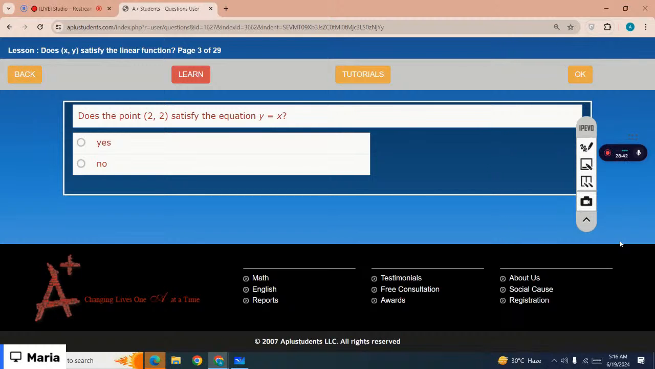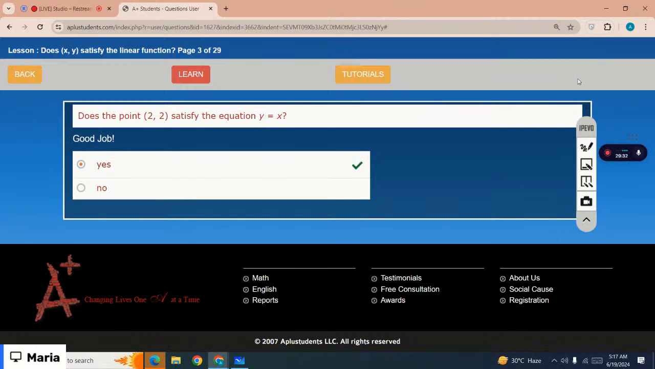Does the point (2, 2) satisfy the equation? Which is the correct option? The correct option is yes, they both are exactly equal. So yes, (2, 2) satisfies the equation. The correct option is yes.